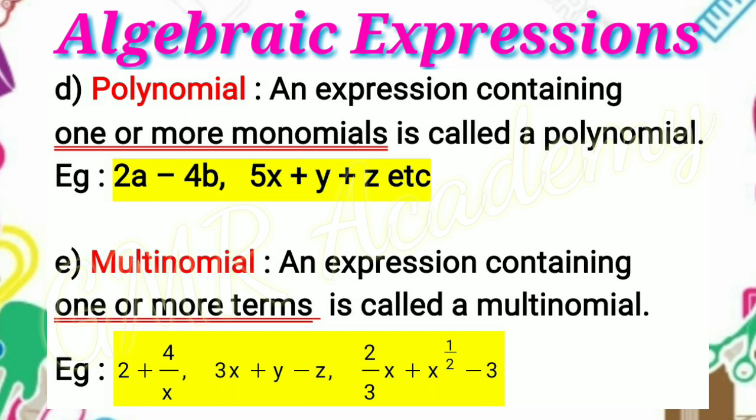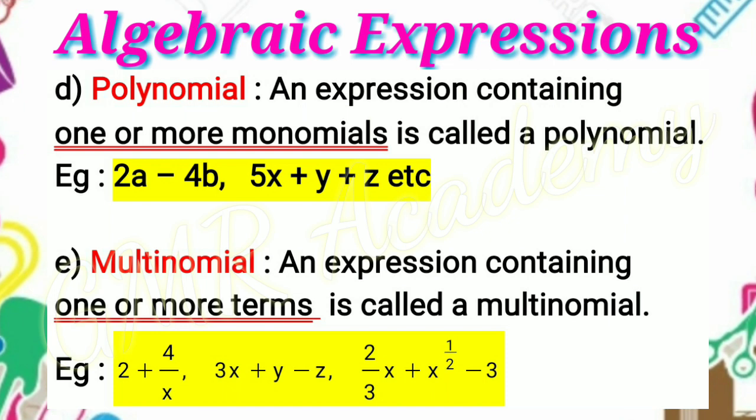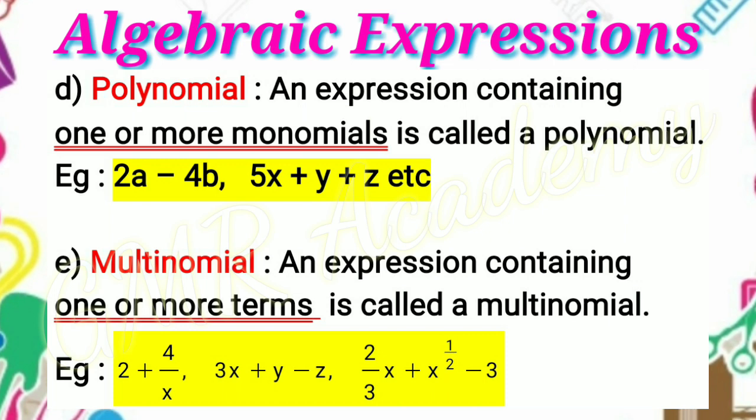Another one, 5x plus y plus z. This is also a polynomial. Another algebraic expression is multinomial. An expression containing one or more terms is called a multinomial. For example, 2 plus 4 by x. In this one, 2 is one term and 4 by x is the other term. The second term, 4 by x, means 4 into x power minus 1. The power of the variable is negative.